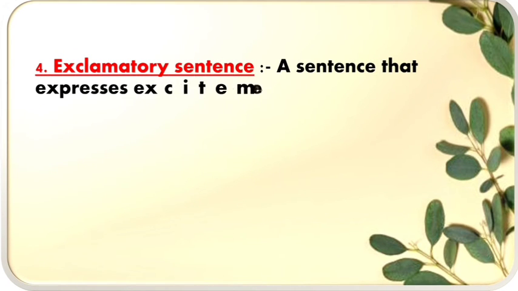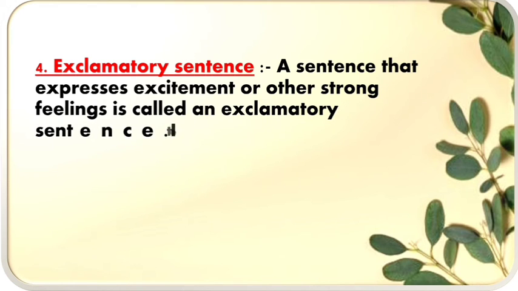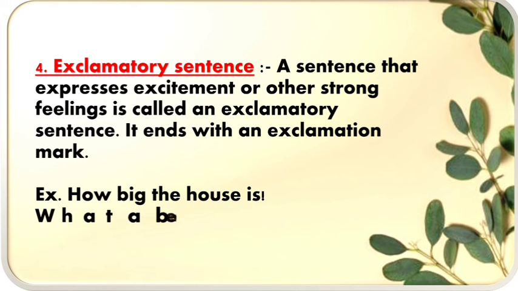4th type of sentence, exclamatory sentence. A sentence that expresses excitement or other strong feelings is called an exclamatory sentence. It ends with an exclamation mark. In the examples, you can see the exclamation mark at the end of the sentence. For example, how big the house is.